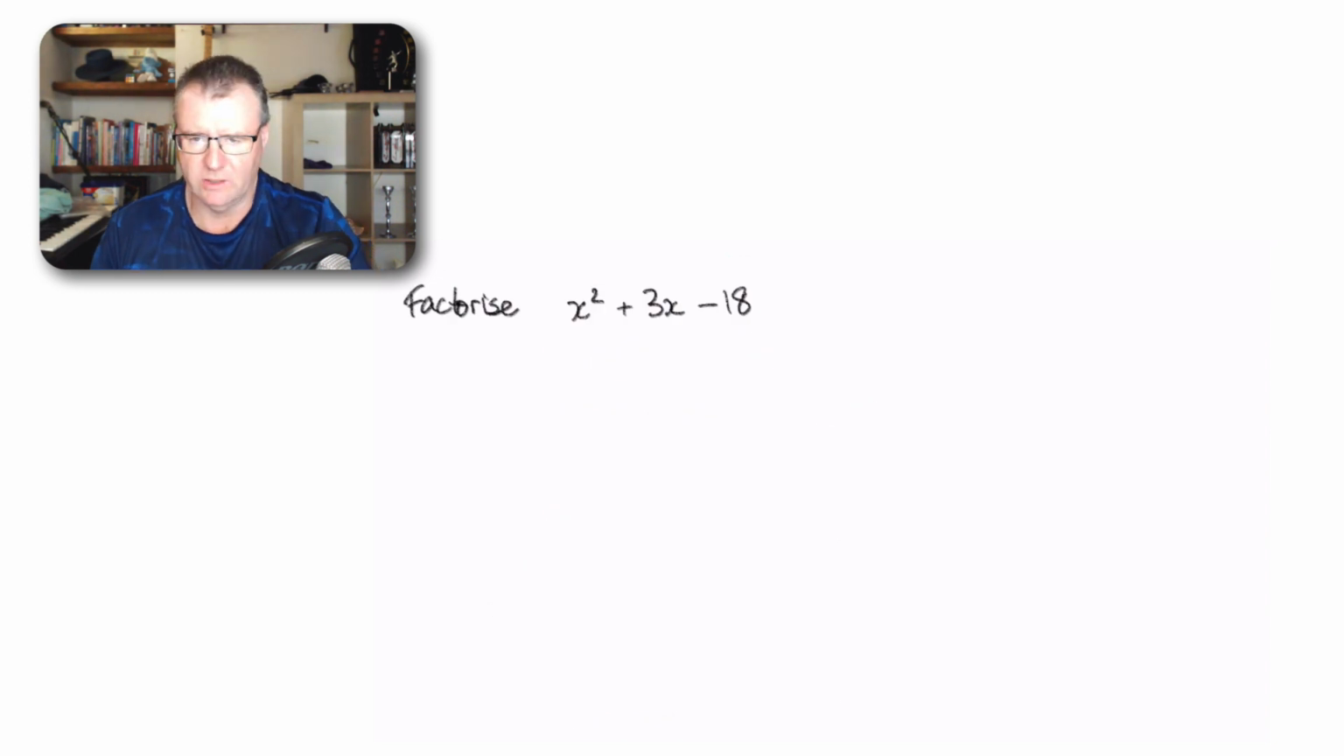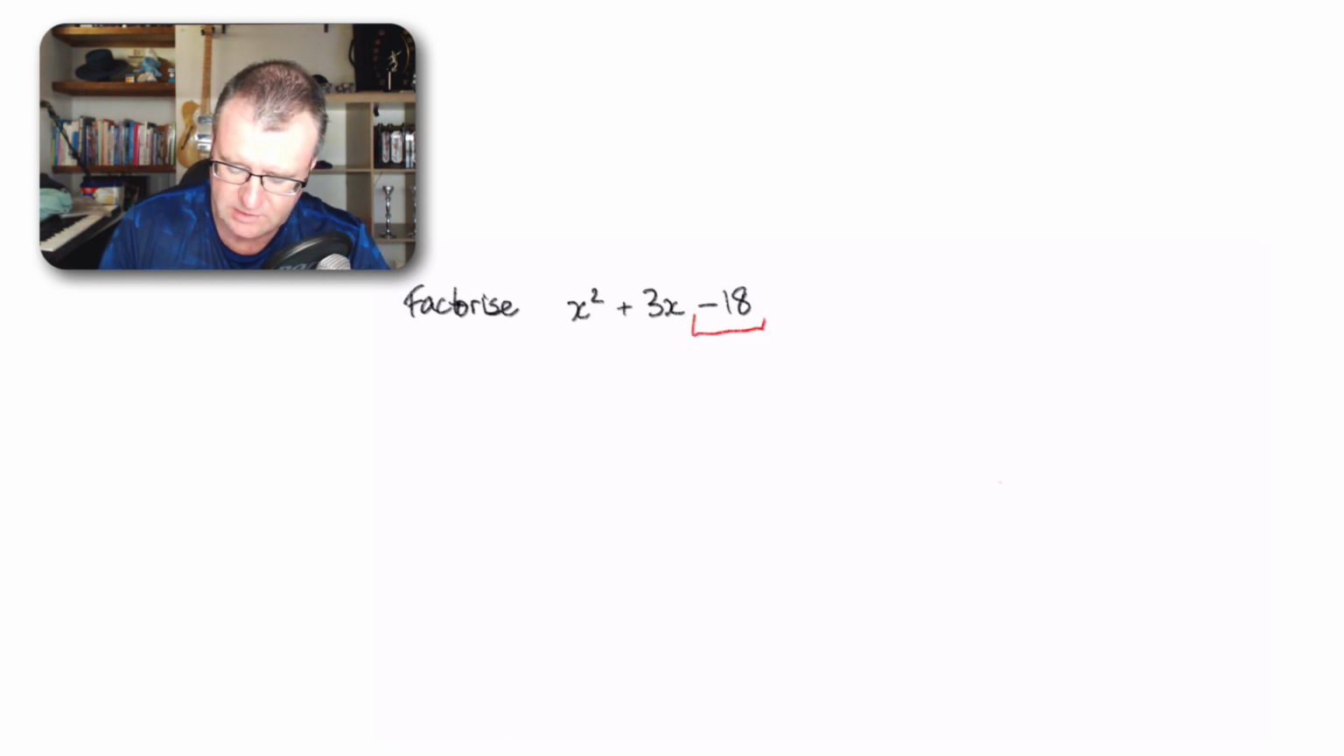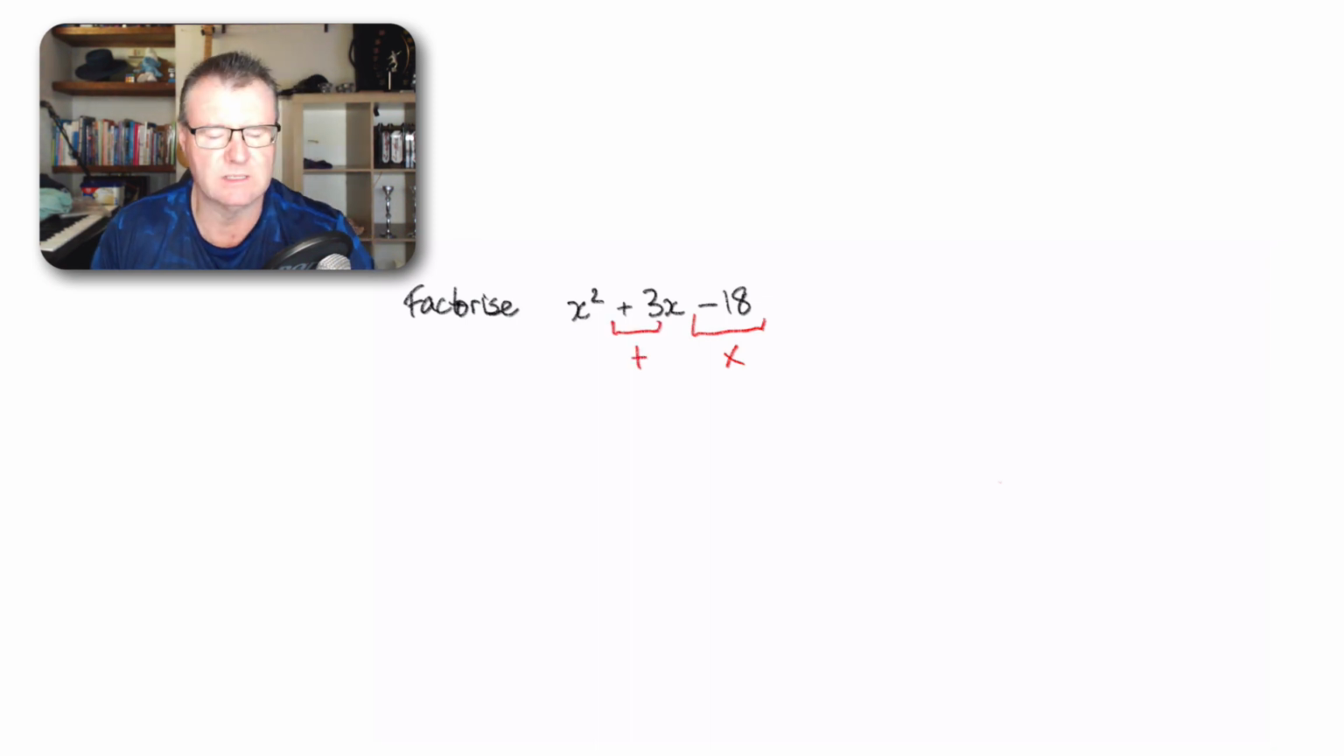Right here I've got a monic quadratic. Monic because there's a 1 in front of the x, and quadratic because it's got the highest power of being a squared, so it's a monic quadratic. And I can know that to factorize these, if I can find two numbers that multiply to give me the negative 18, but add to give me the plus 3, they will be my factors.